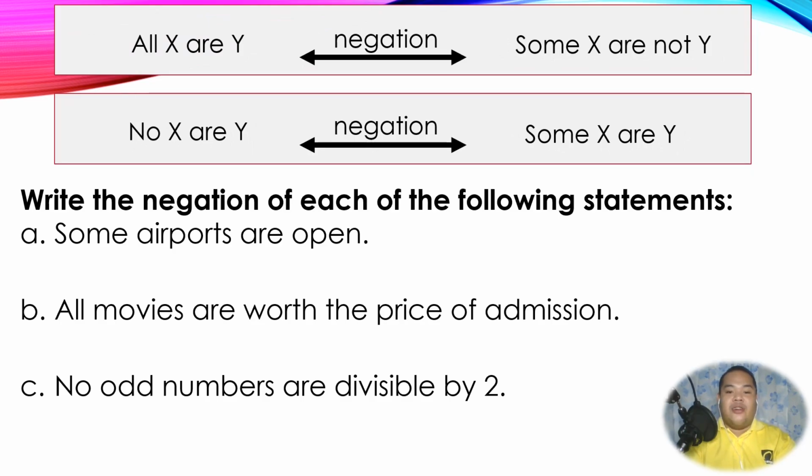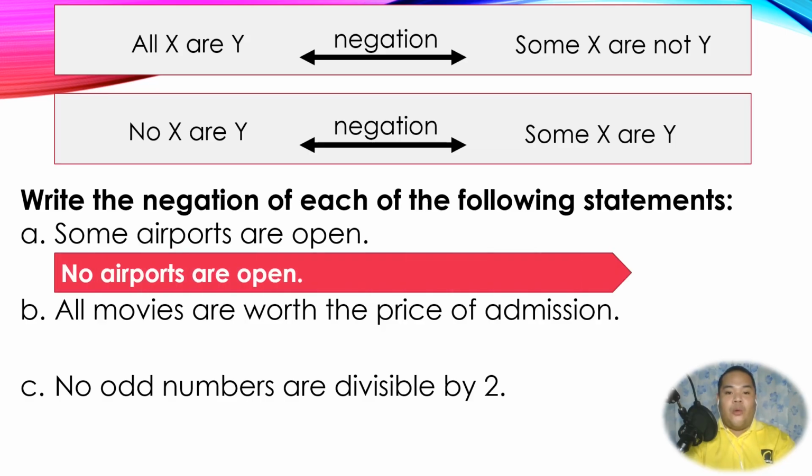Write the negation of each of the following statements. Letter A. Some airports are open. What will be the answer? No airports are open.